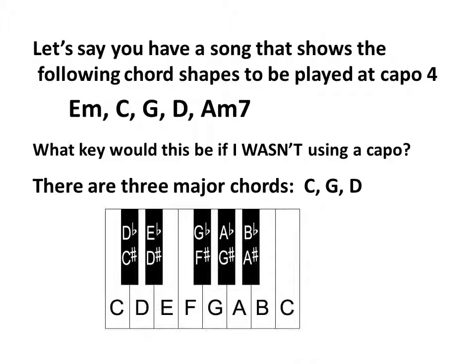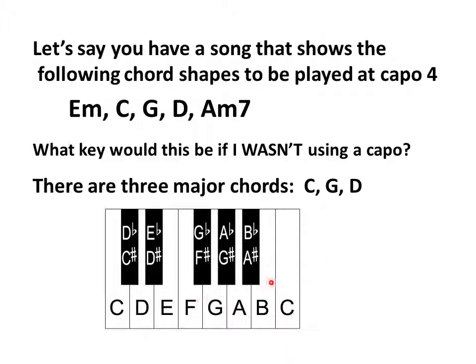So what you need to do, step 1, what key would this be if I wasn't using a capo at all? So like in my last lesson, what was the big clue to figure out a key? You look for the 3 major chords. So we have 3 major chords here: G, C, and D. And if you remember me telling you, you're looking for the 1, 4, and 5. So we see G right here, and C and D are right here, and C and D are a whole step apart, so they must be 4 and 5, and G must be 1.